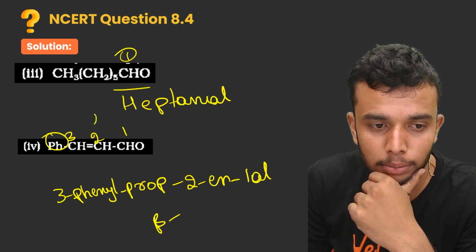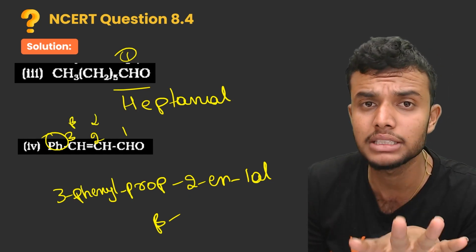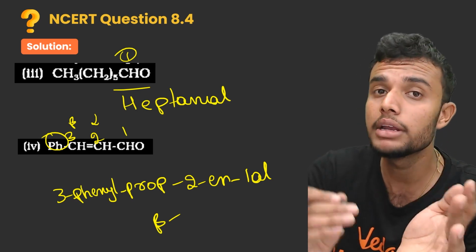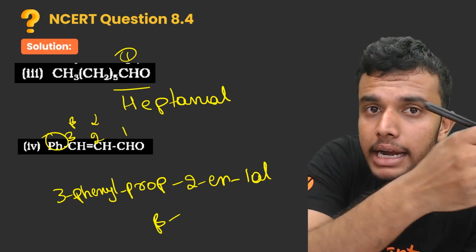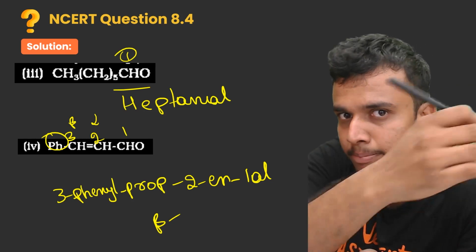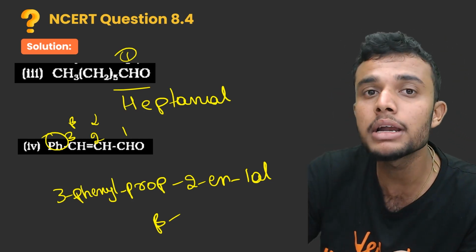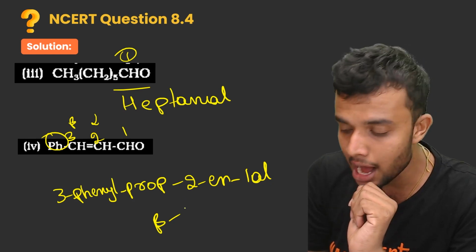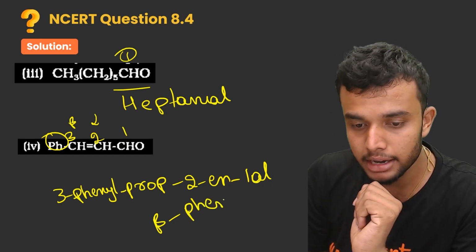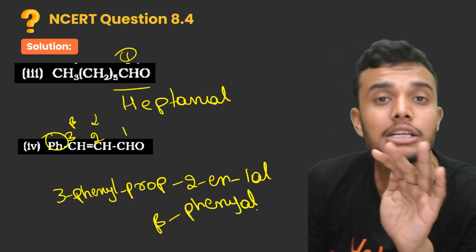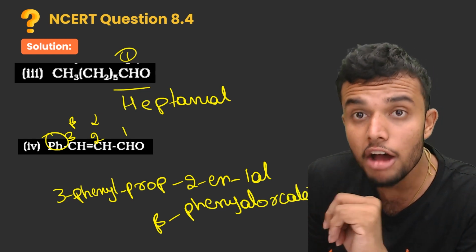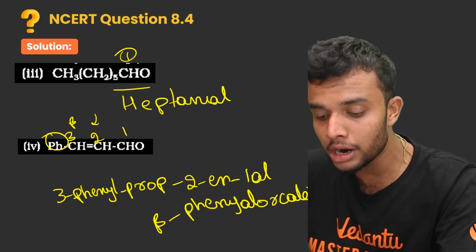It's nothing but alpha position, beta position. I already told you about the numbering in the common system. In the common system, we number as alpha, beta, gamma, delta. The common name is different, the IUPAC name is different. Don't worry. Beta-phenyl acrolein. What is its name? Acrolein. Okay, beta-phenyl acrolein. Understood, students? Let's move on to the fifth compound.